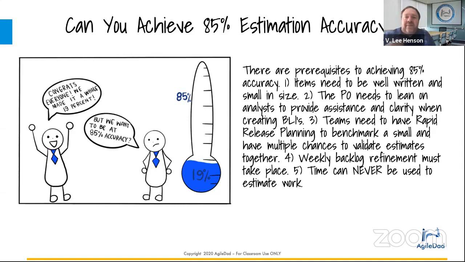Number one, items need to be well written and small in size. You need to have a product owner that's practiced, that's seasoned, that knows what they're doing, or that leans on others for help in order to get to that point where they can be 85% accurate. If you keep on estimating things that are giant in size, by the time you break those down, you're going to discover that they're not the size that you thought they were. So if I have an item that is a small epic, that's 13 points, when you break that down, it might not even equal 13. It may be 22 points across 4 different stories. It's just we can't estimate.